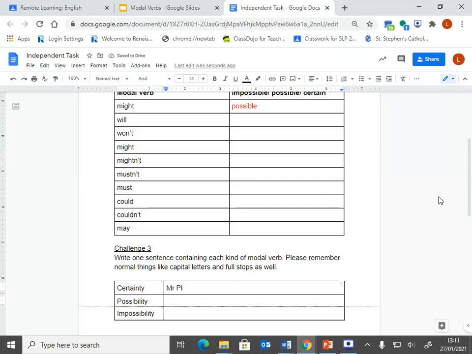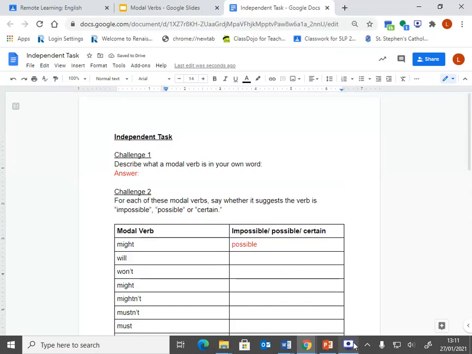Remember, it doesn't have to be a simple sentence. It can be a complex sentence if you want it to be. So those are your 3 tasks. Over to you.